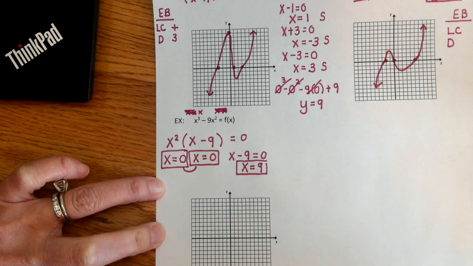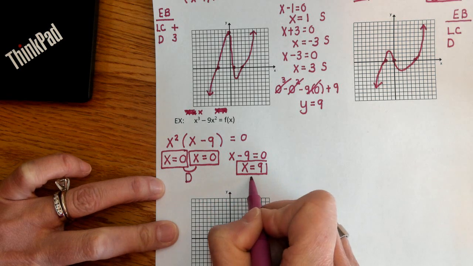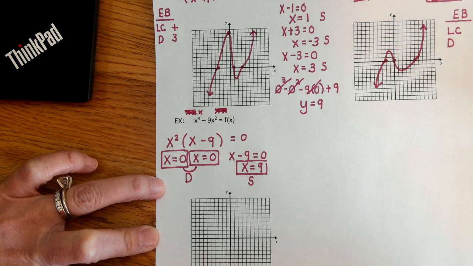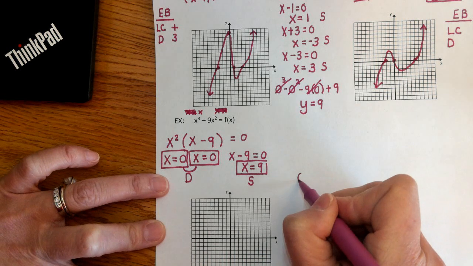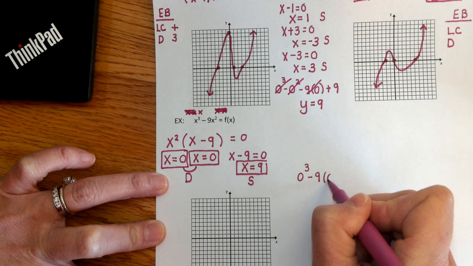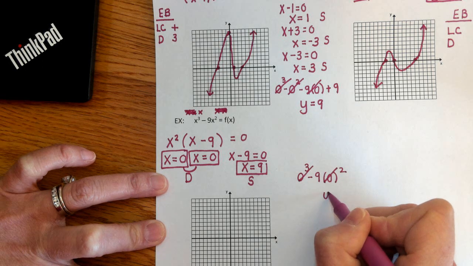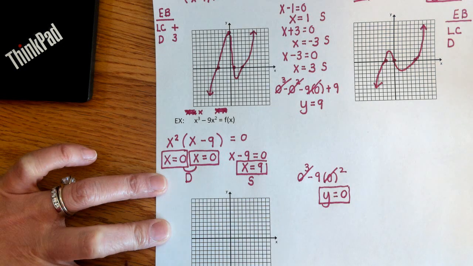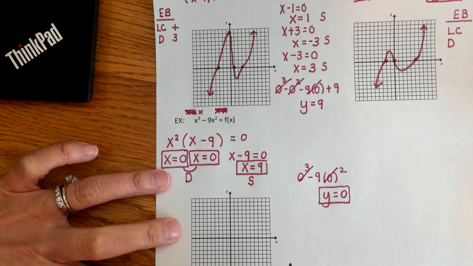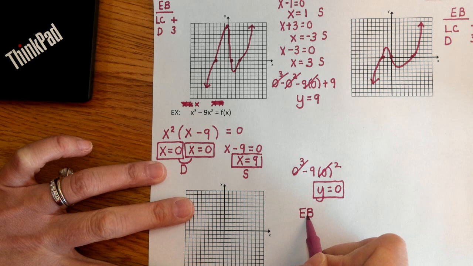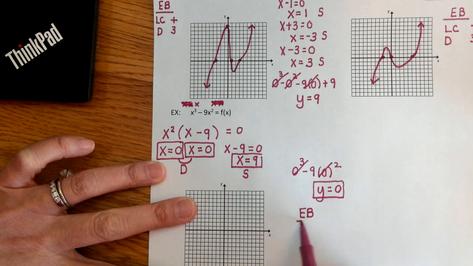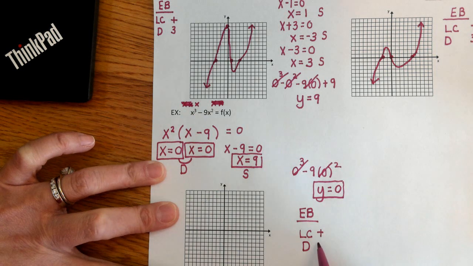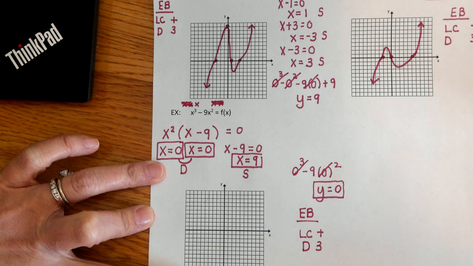So that's one root, that's another, and that's a third. But these two repeat, so we call this a double. This one is by itself, we call that a single. So I've done my zeros and my multiplicity. Now let's do my y-intercept. So 0 to the power of 3 minus 9 times 0 squared. Again, lots of zeros, and your y-intercept is also 0, which happens to be what your roots are, so you don't even have to look at it. And end behavior. I have a positive leading coefficient, and my degree is 3. So same end behavior as the previous ones.